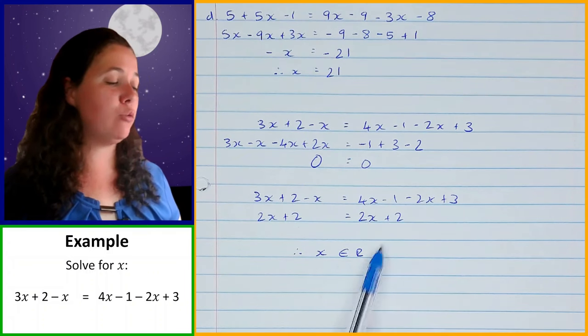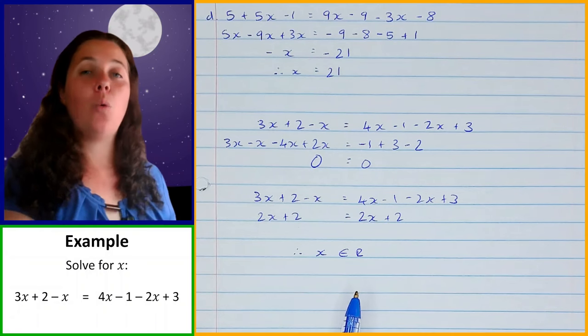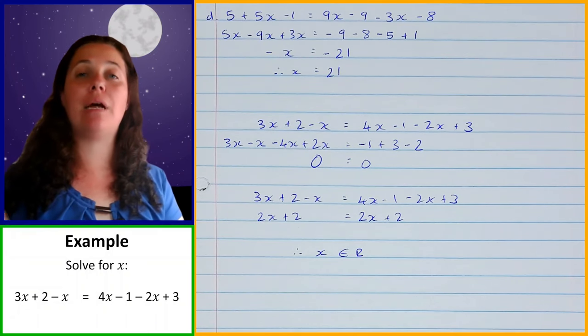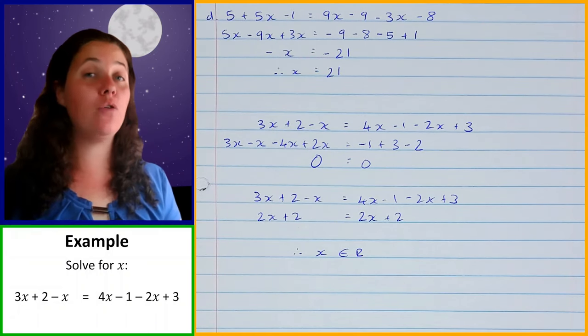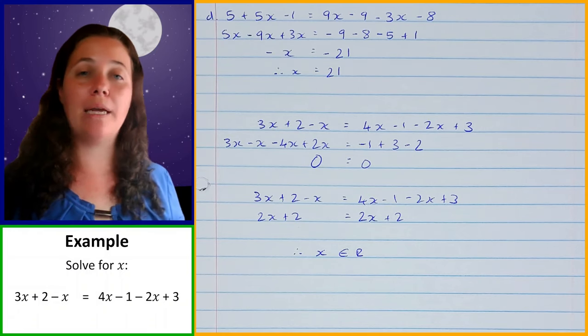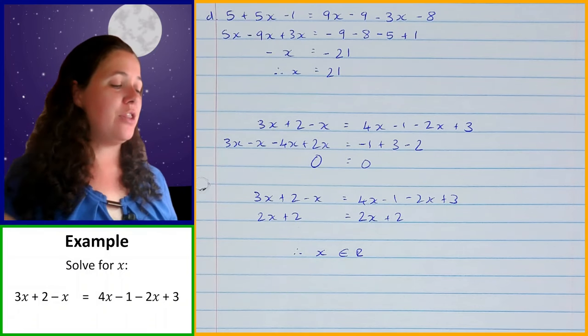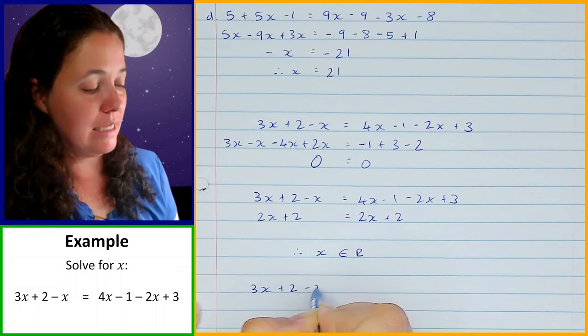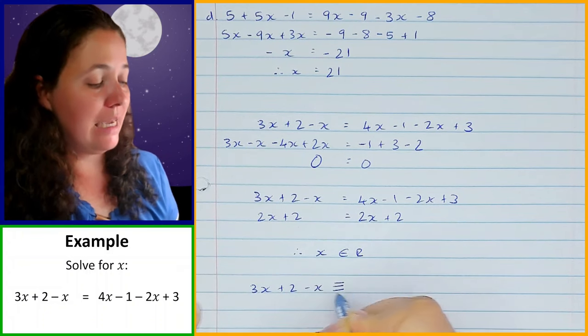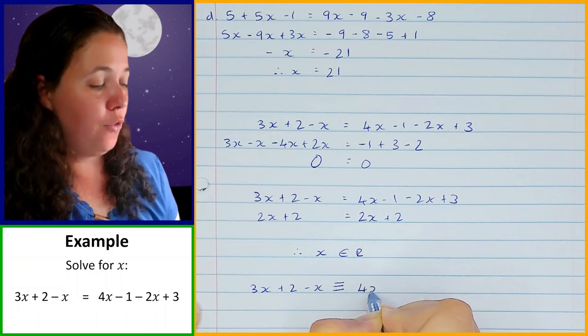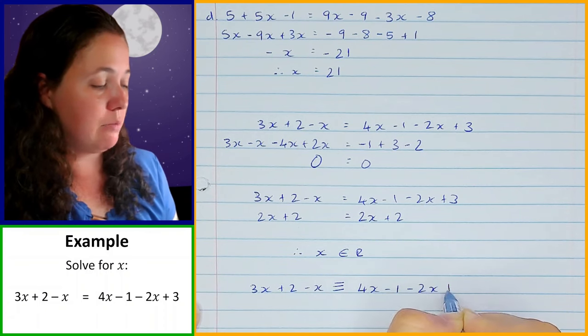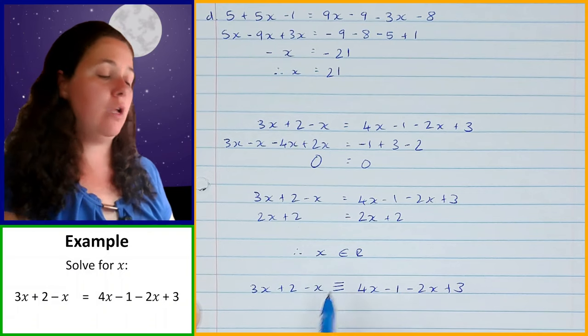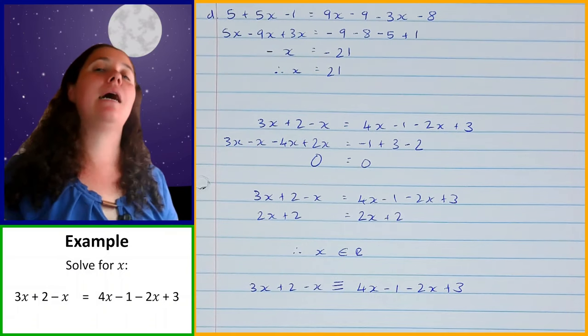Okay, so this is what we call an identity, where the two sides of the equation are identical, and it doesn't matter what value of x you have, it will always be true. Okay, this could also be written like this. 3x plus 2 minus x is identical to 4x minus 1 minus 2x plus 3. So this triple line like that means identical.